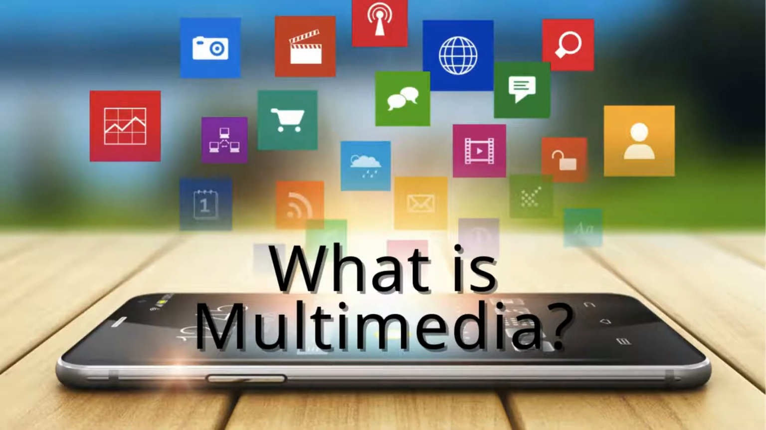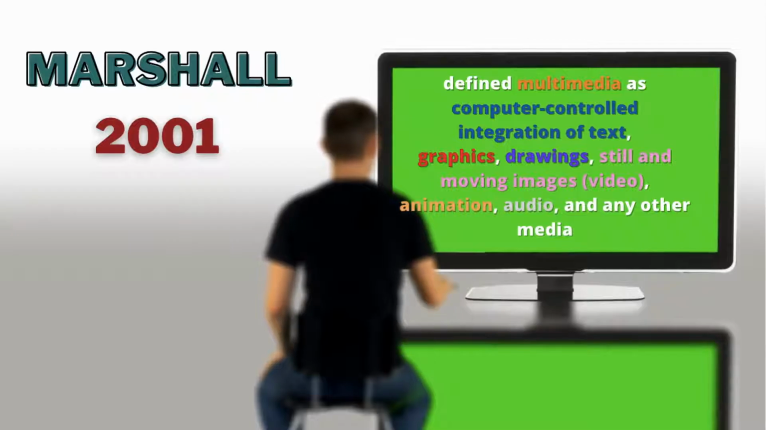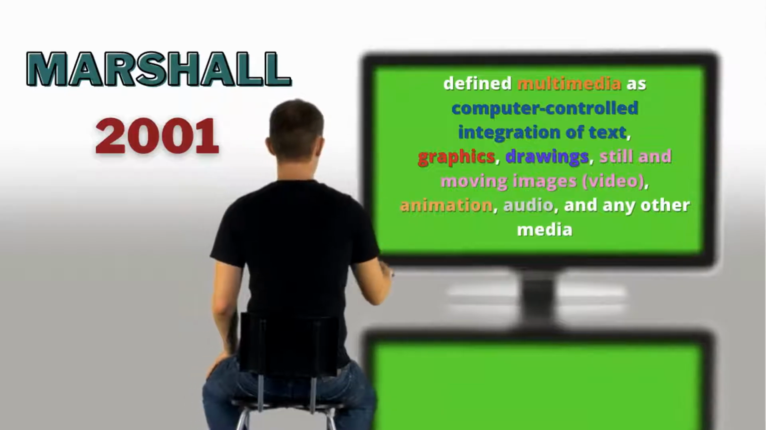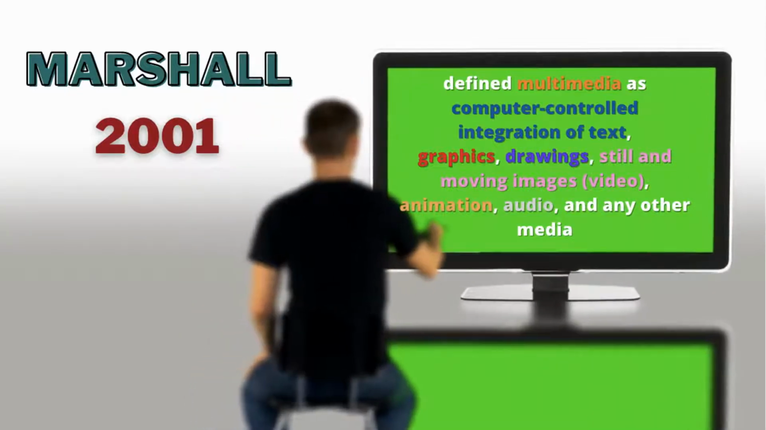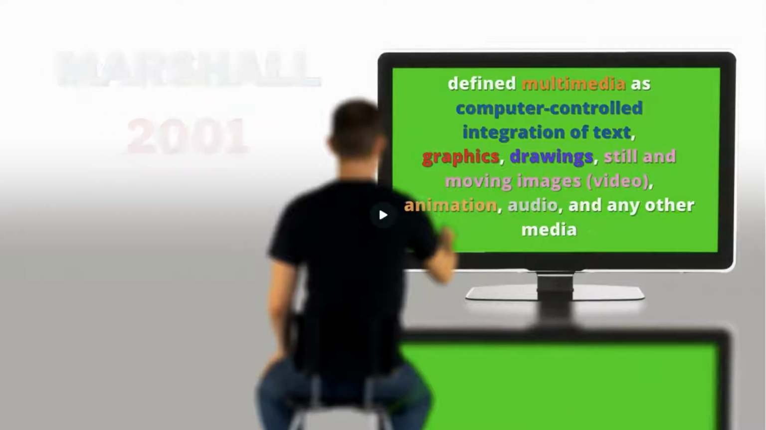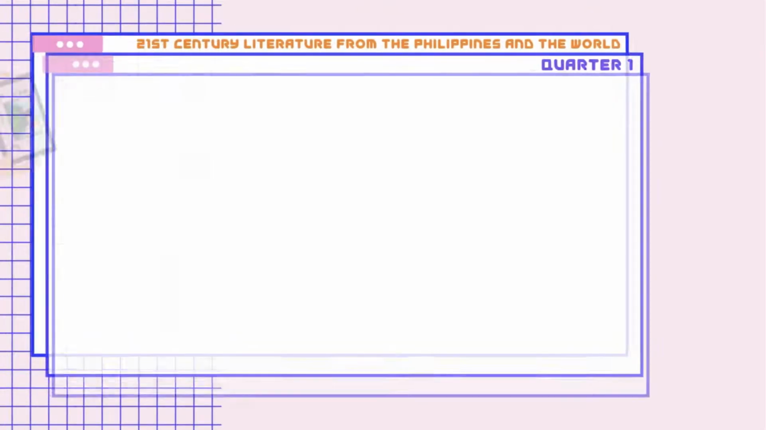But what is multimedia in the first place? Let us find out. According to Marshall in 2001, he defined multimedia as a computer-controlled integration of text, graphics, drawings, still and moving images, or video, animation, audio, and any other media where every type of information can be represented, stored, transmitted, and processed digitally. Now that we know what multimedia is, let us now discuss the different formats.